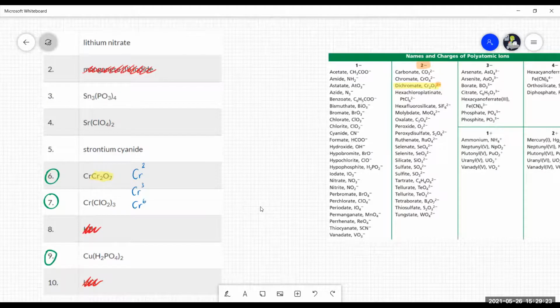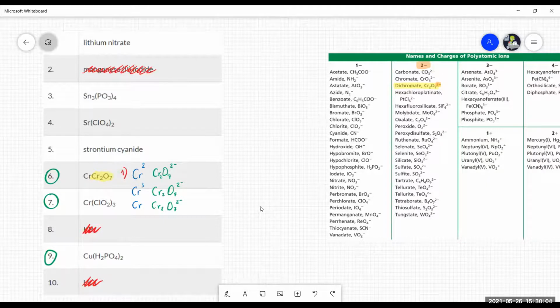And the polyatomic ion here, dichromate. Why am I doing this? Why am I looking for all the possibilities? Remember that chromium has many possibilities. So I need to see which chromium is the one I'm using. In this case, I'm using chromium 2. Okay? Let's work with this one.